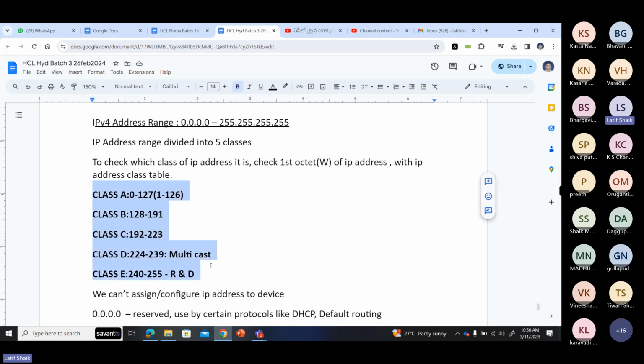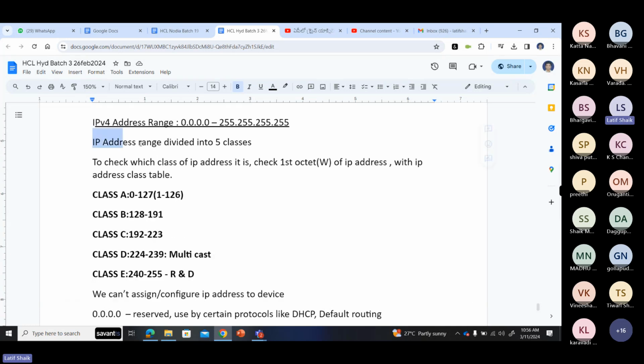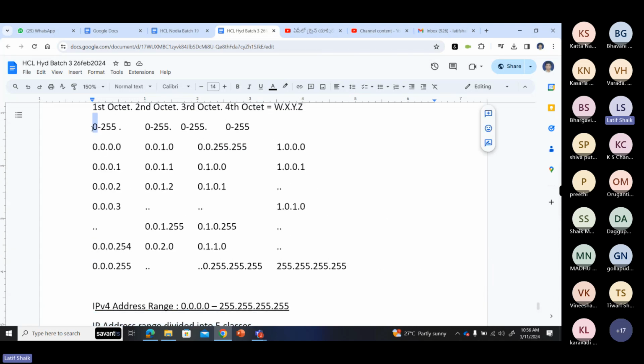These classes actually have binary numbers, but I removed them to reduce the reading time, so that it is much easier to read. So the IP address range is divided; the entire IP address space is divided into 5 classes, and based on the first octet, the class is recognized.